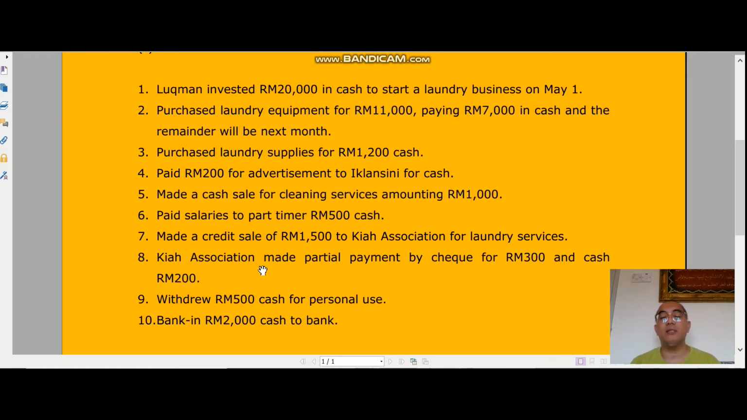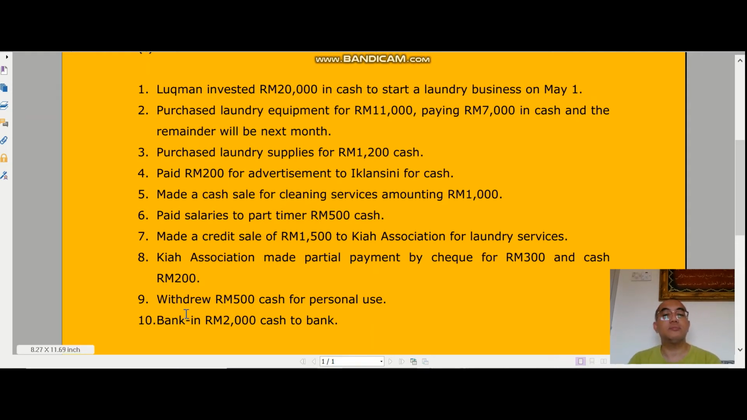Now she paid. When she paid, of course, her accounts will be decreased. She will not be owing us 1,500 anymore. Of course, 1,500 will minus 300 and 200. So now she's owing us about 1,000. And we got the money with cash. So our cash increased by 200 and our bank will increase by 300.